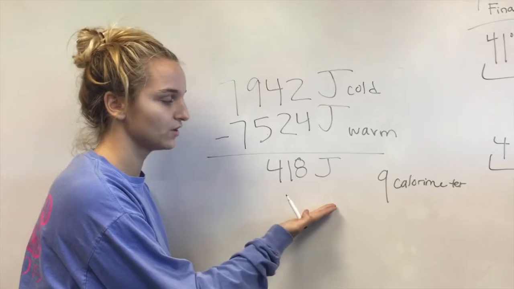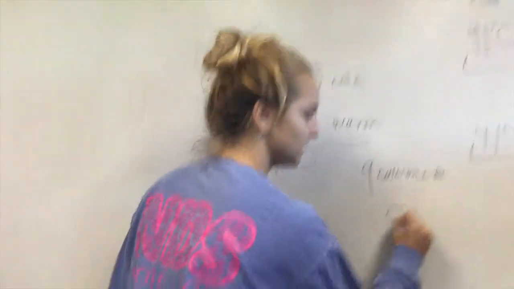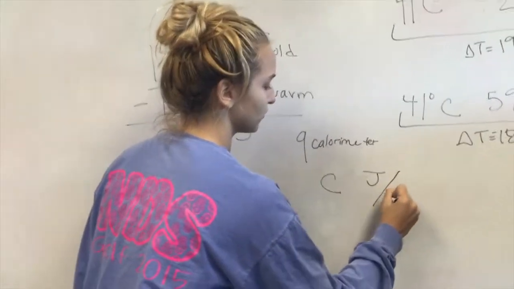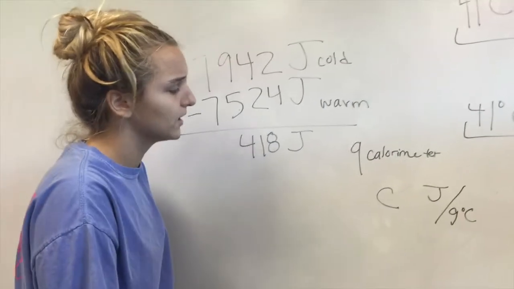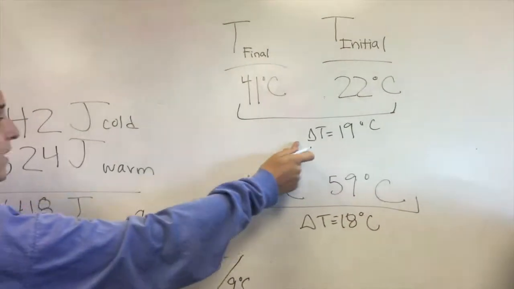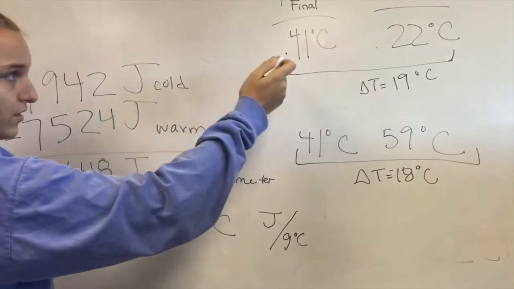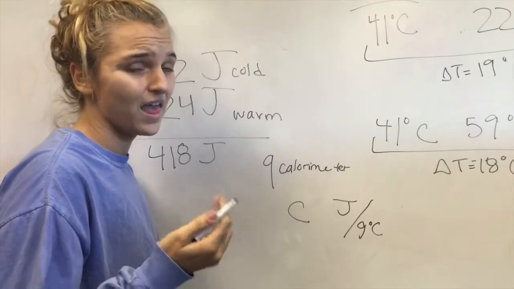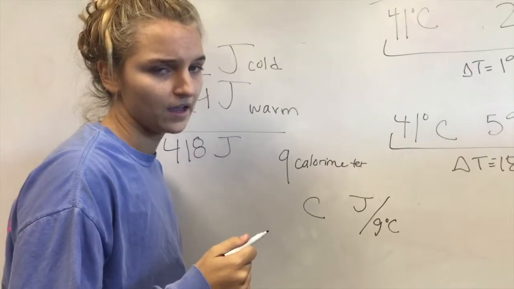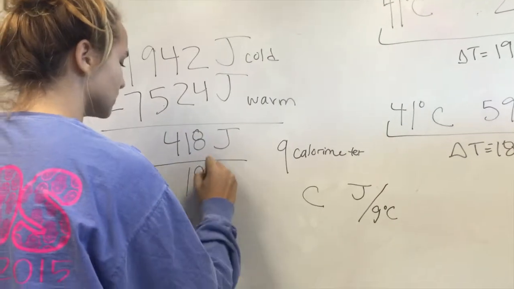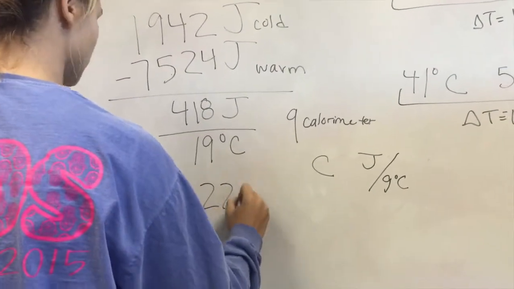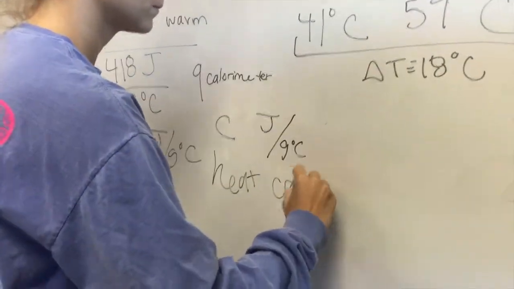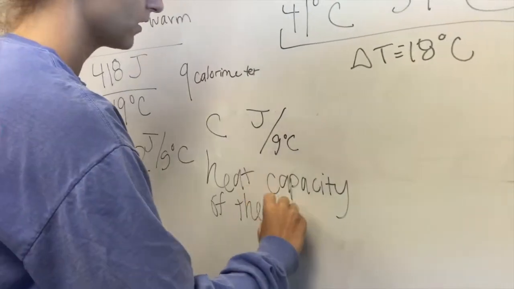And now that we have this value, we recognize that C's labels are normally joules per gram degree Celsius. How are we going to get that? We divide by the delta T of the cold water. Why only the cold water? Because the cold water was at room temperature and the coffee cup was at room temperature. So we divided by 19 degrees Celsius, and this equals 22 joules per gram degrees Celsius. And this is equal to the heat capacity of the calorimeter.